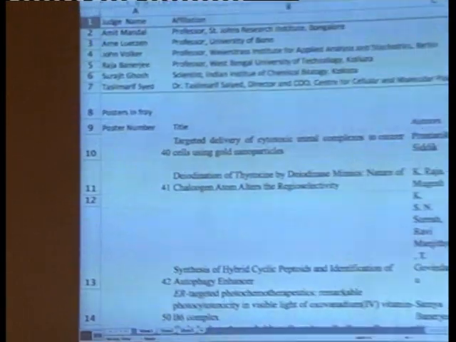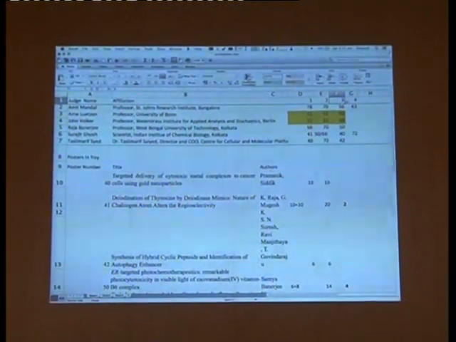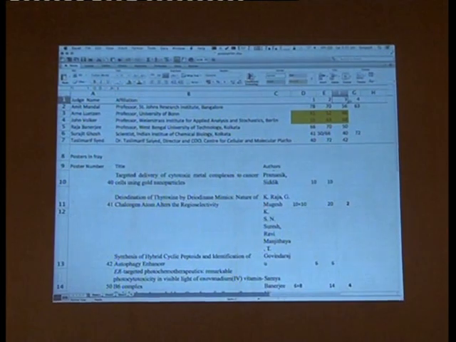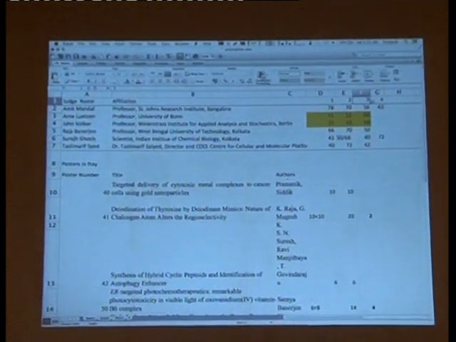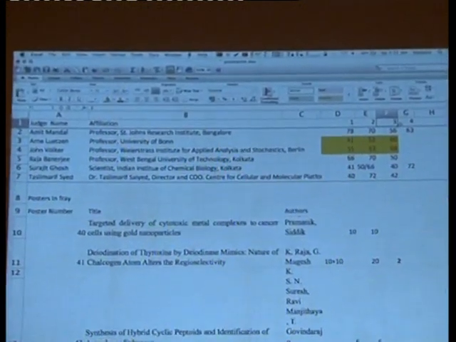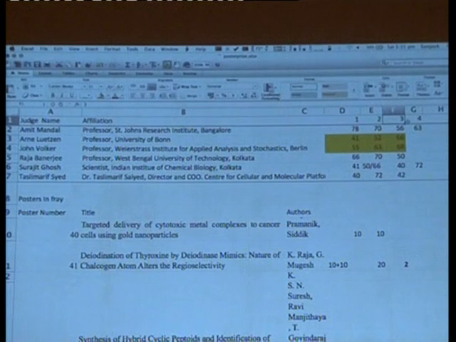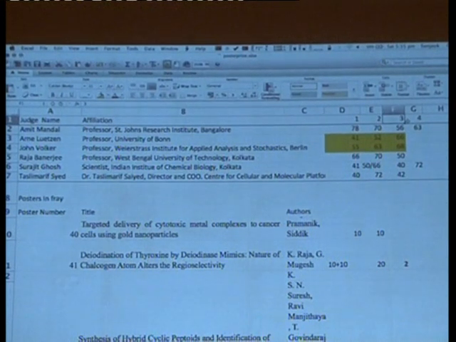Among all the judges, Professor Arne Lutzen and Professor Jan Volker said they will choose the best 3. So they did not give ranks. So that's why you see all are given same numbers. The poster numbers are given. So these are the posters they marked for their liking, their selection.